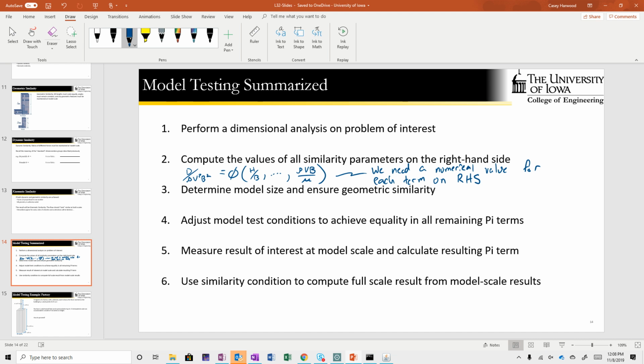And then we can re-dimensionalize our result of interest because whatever else is in the term, like rho v squared, b squared, those are terms that are prescribed by the engineers. Those are part of the test conditions. And so those are already known.